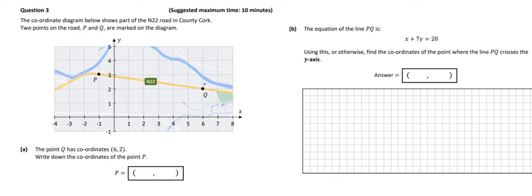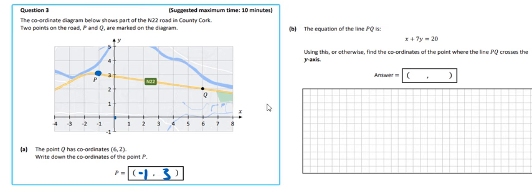So it asks us for the coordinates of P. So P is up here. So you have to go from the origin to -1 and then up to 3. So -1, 3 is all you have to put in there.